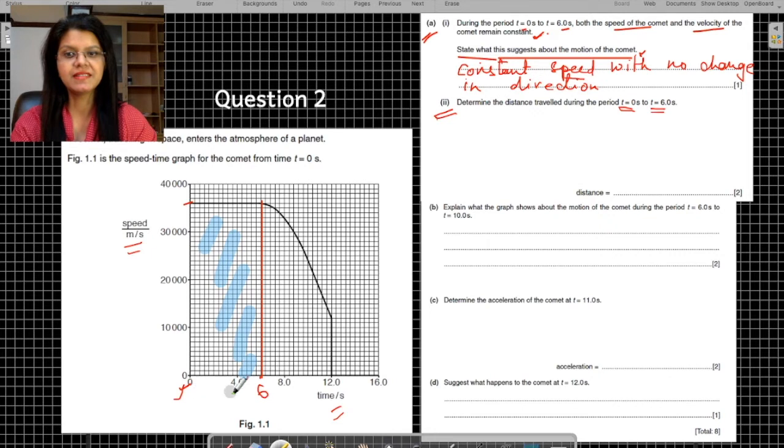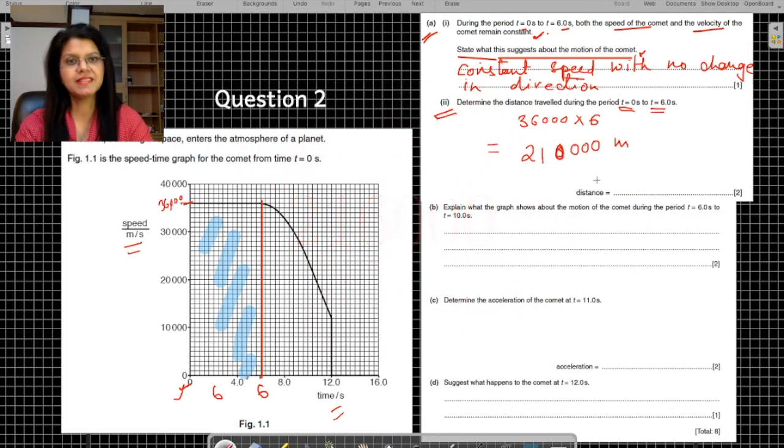The width here is 6. And how much is the height? Let us find out. 31, 32, 33, 34, 35, 36. 36,000. So how much is the distance traveled? 36,000 multiplied by 6. This should give you the answer. So which comes out to be 6, 6 are 36, 3, 18 plus 3, 21. This is a 0.